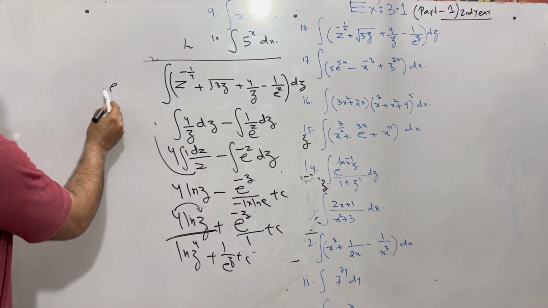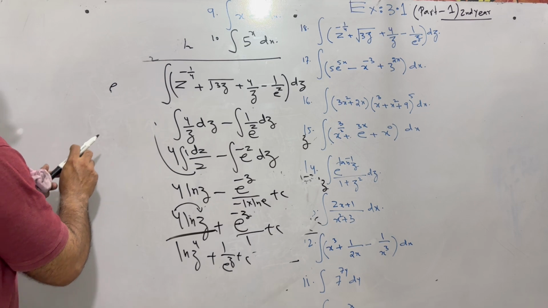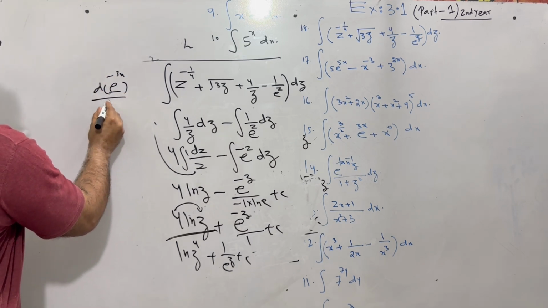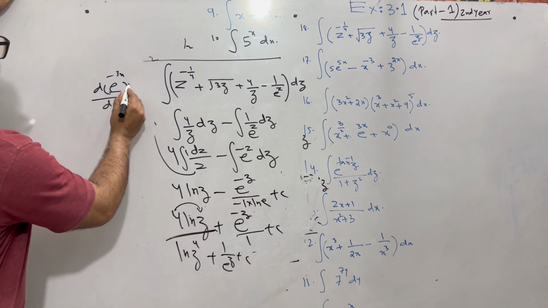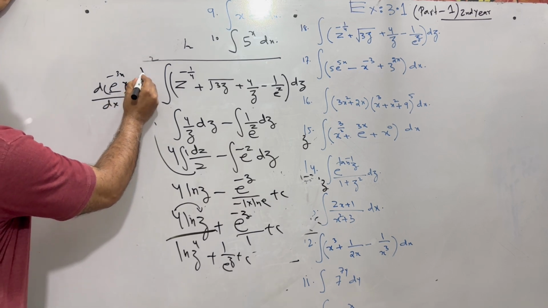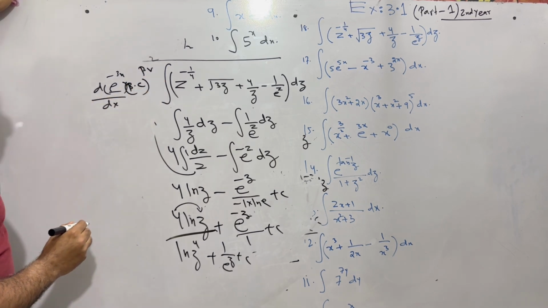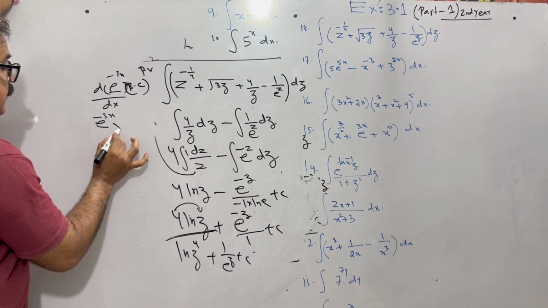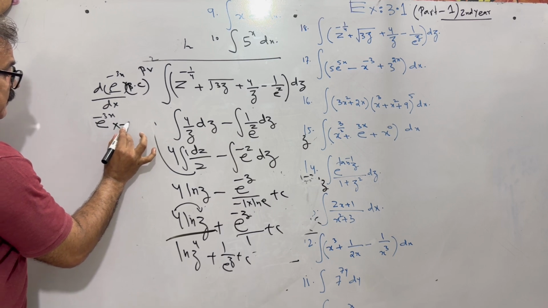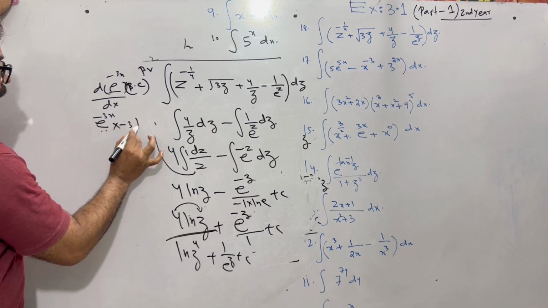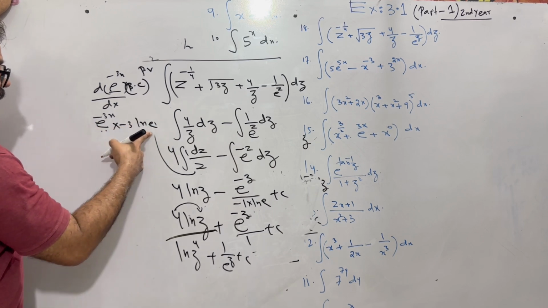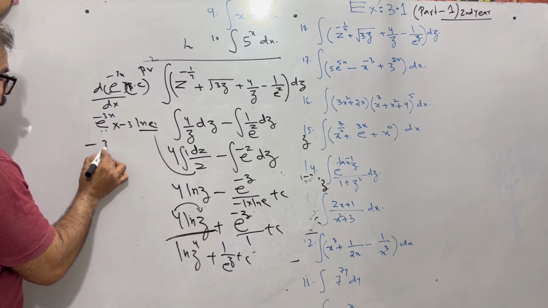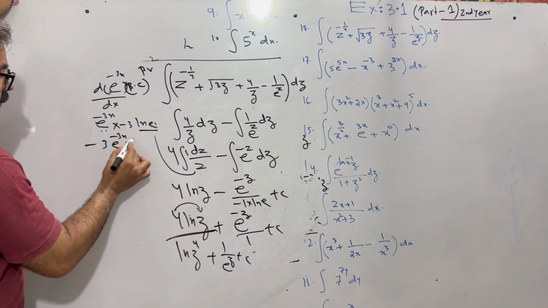Look at this, e raised negative 3x, suppose its differentiation. To me, it is base constant, power variable. How to differentiate this one? Simple hack: write it the same, differentiation of the power minus 3x, which is minus 3, base with ln. There is the ln, ln e is 1. It is our answer, minus 3 times e raised to minus 3x times 1.